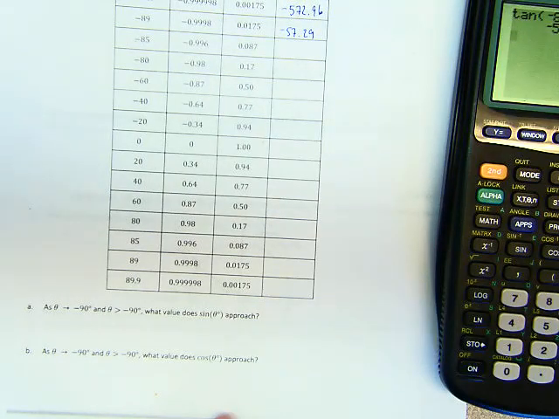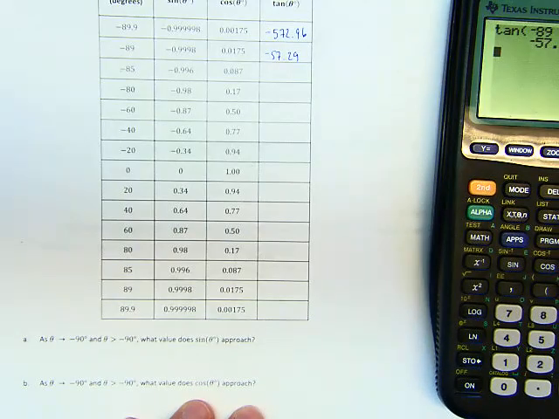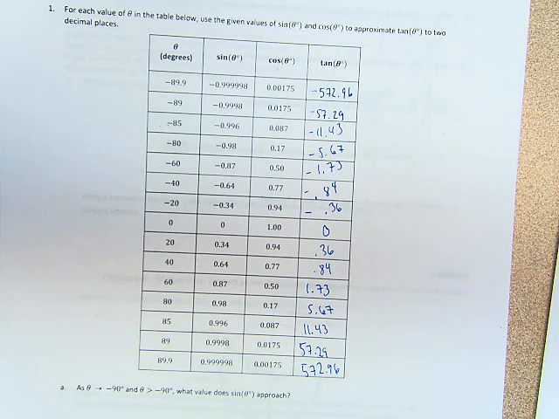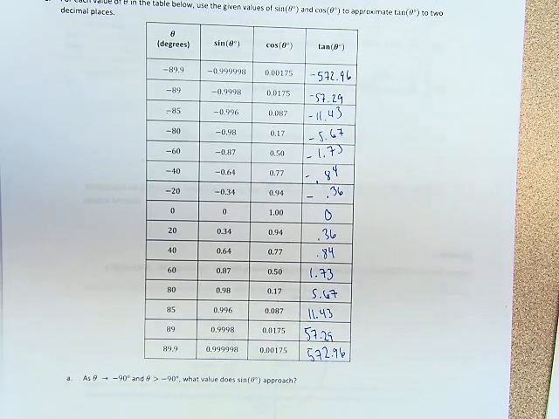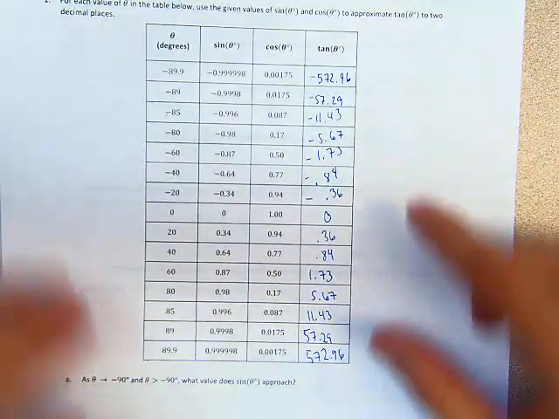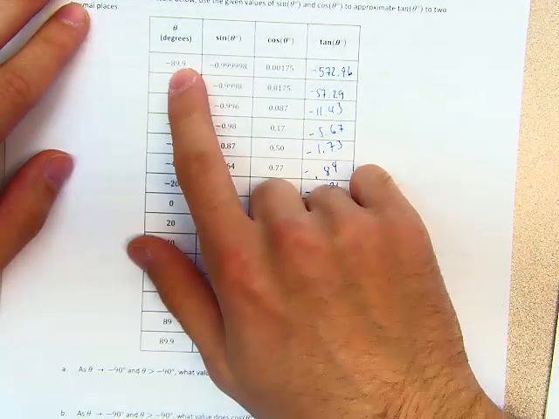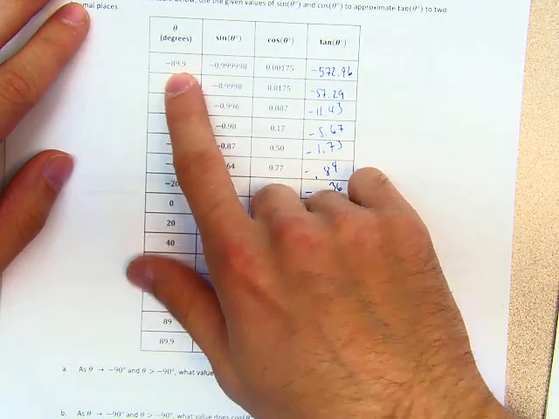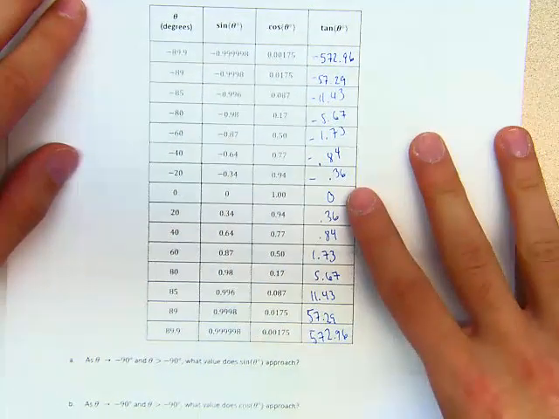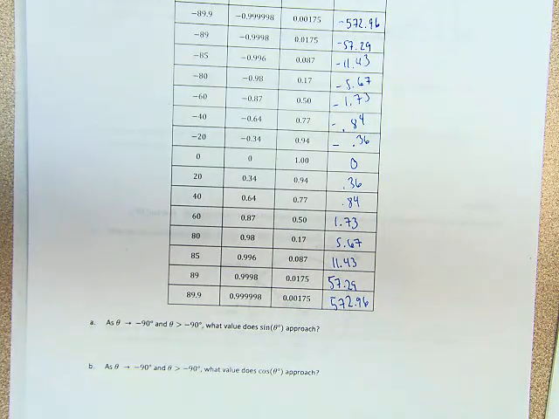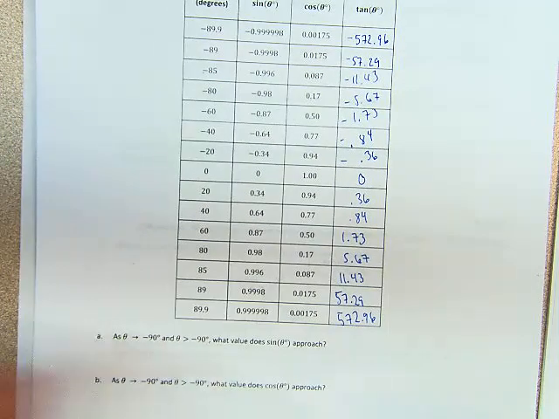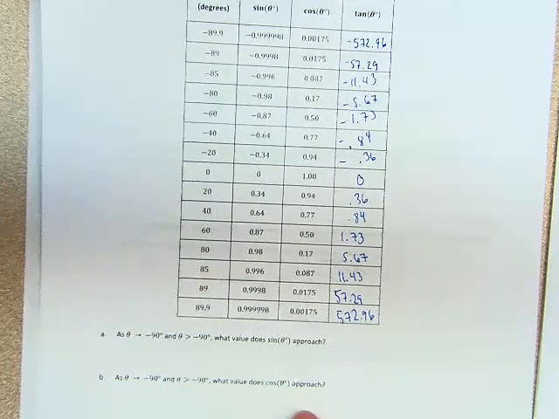I'm going to pause the video and write them down myself. You should have gotten these when you put in tan of negative 89.9 degrees and so on. So let's answer these questions here. And this will be extremely difficult, this idea and concept, because it's very high level math.